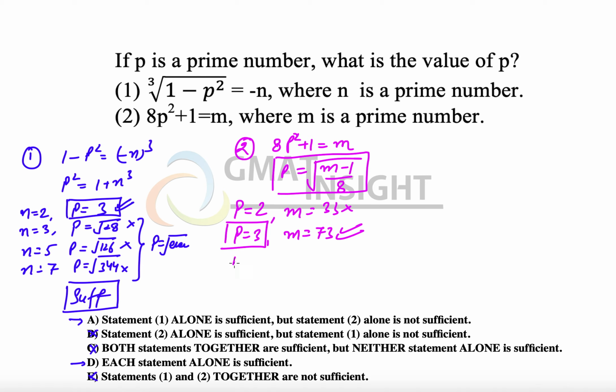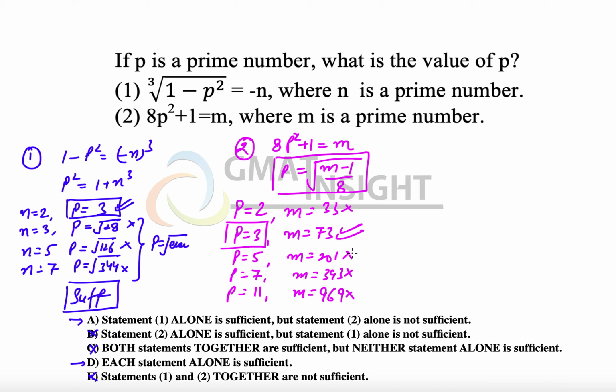Now we can start substituting more values of P. For example, if I put P equal to 5, which is again a prime number, then the value of M is 201, which is divisible by 3, not a prime number. If I substitute P equal to 7, then the value of M, 7 square is 49, 49 into 8 is 392, plus 1, 393, which is again not a prime number. If I substitute P equal to 11, then 11 square is 121, 121 into 8 is 968, plus 1, 969, again a multiple of 3.